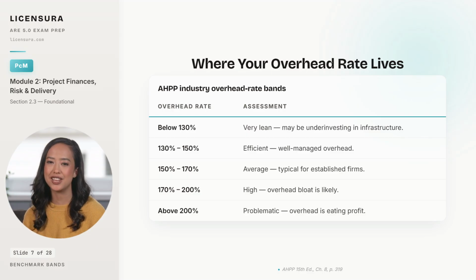Between 170 and 200% indicates overhead bloat. The firm has accumulated indirect costs faster than it grew direct labor, and the profit margin is being squeezed from the cost side. Above 200% is structurally problematic. Overhead is now consuming the profit the firm should be making, and no amount of pricing discipline on the project side will fix it until the cost side is cut. Which is why the practical target most firms aim at is exactly one number.